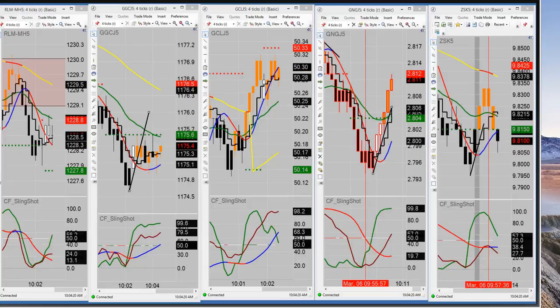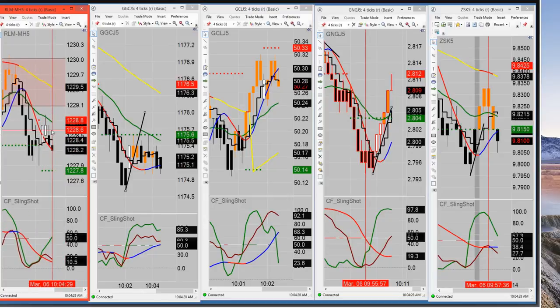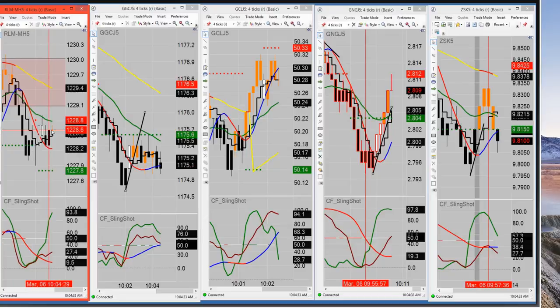On the Russell, the ES is right above its zone, isn't it? Yeah. I was going to say on the Russell, we could possibly have shorted right here, but the ES is right up above its zone. These markets are really a mess right here. There's really not much happening right now.